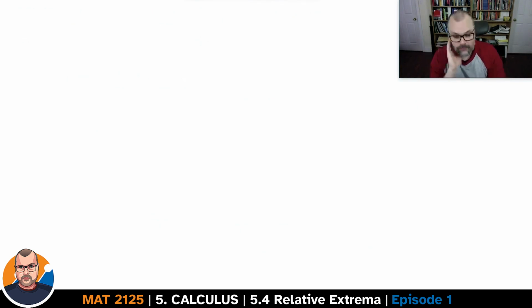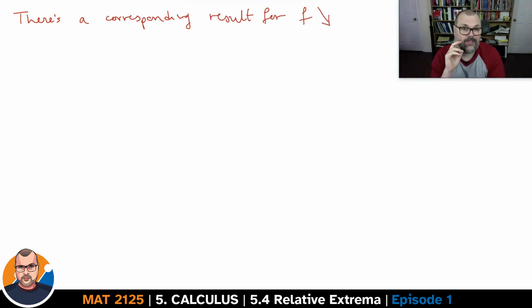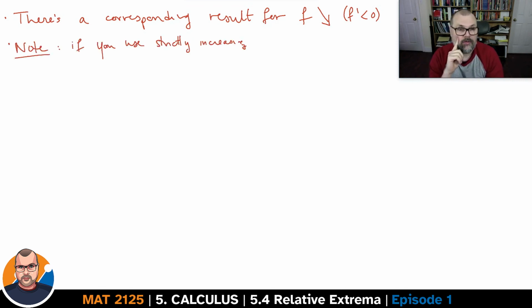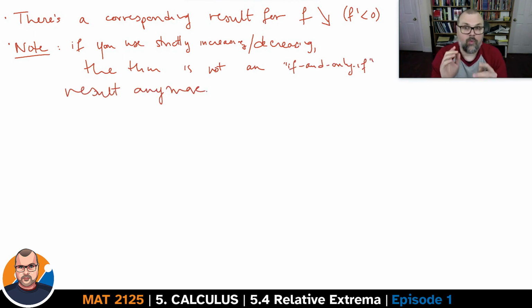It's not too difficult for you to see that there is a corresponding result for decreasing functions. The derivative over these intervals has to be non-positive. Now, note for you, if you use strictly increasing or strictly decreasing, the theorem is not an if and only if result: one of the directions is not valid. Can you find which one?